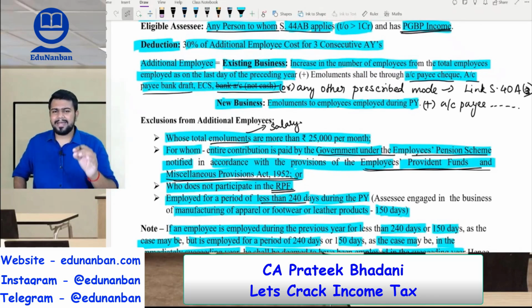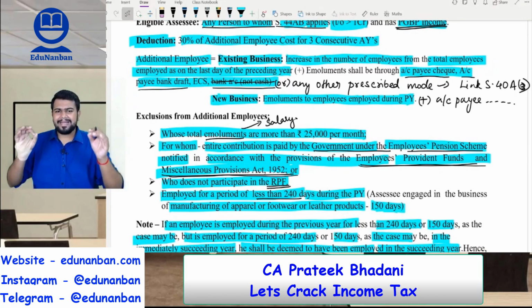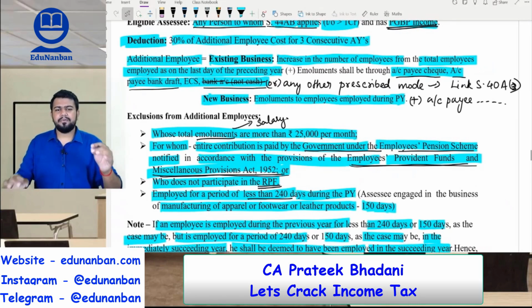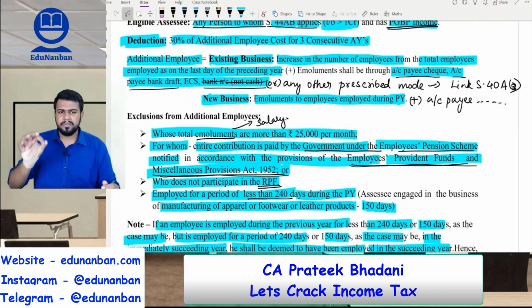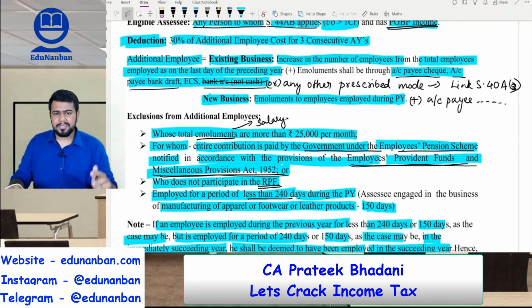Sir, who are additional employees? In case of an existing business, the additional employee means an increase in the number of employees, and in case of a new business, the total number of employees employed during the previous year will be called additional employees.